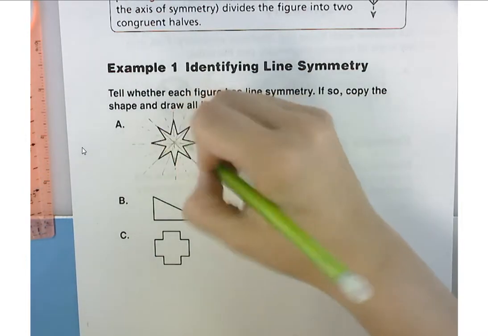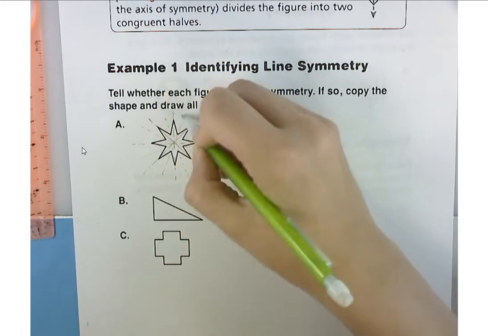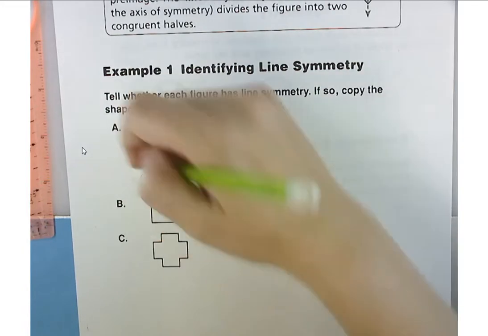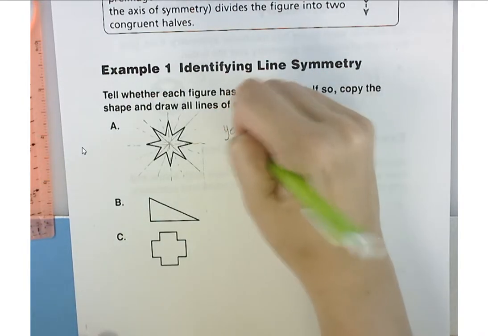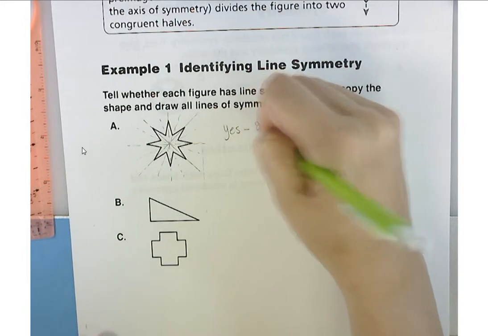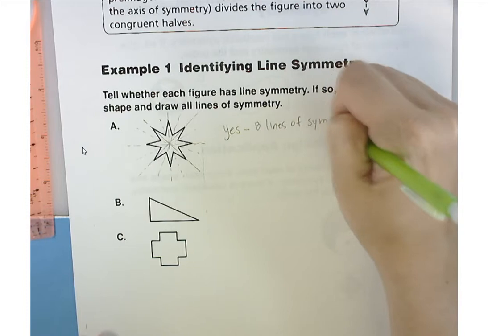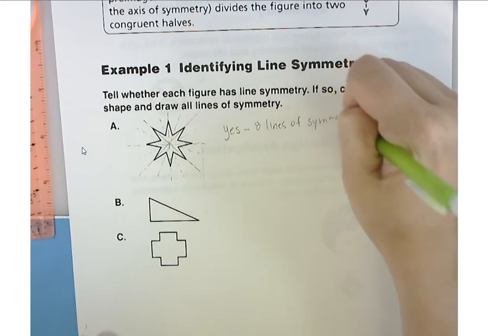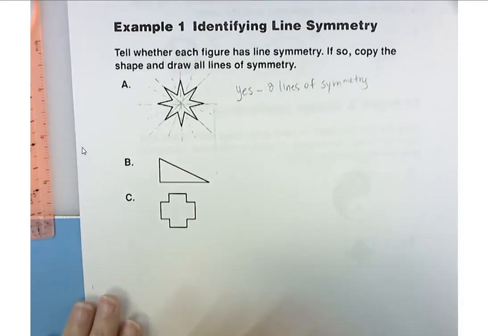Okay, so I had 4 before, and now I just added in 1, 2, 3, 4 more. Okay, so there are going to be 8 total lines. So yes, there are 8 lines of symmetry. Okay, and for a shape like this too, it might be fun and helpful to color code, so that way you don't count the same line twice, because there are a lot of lines of symmetry there.